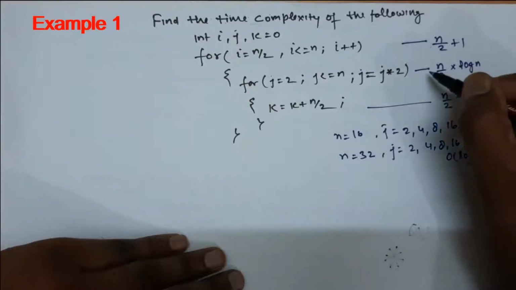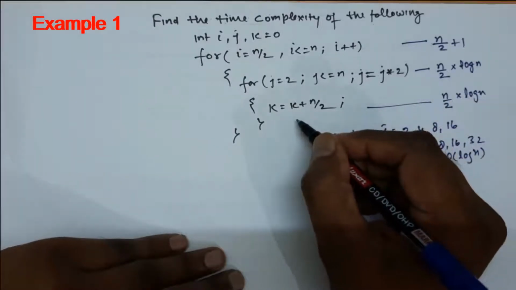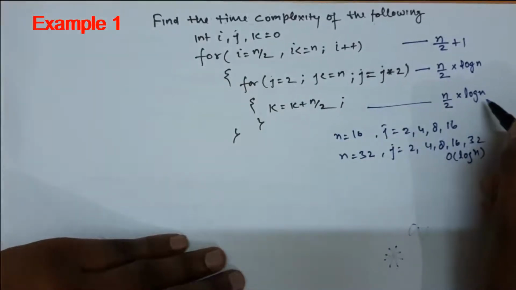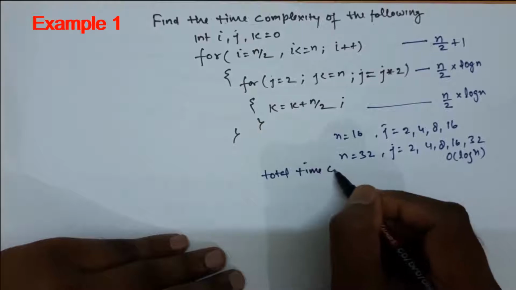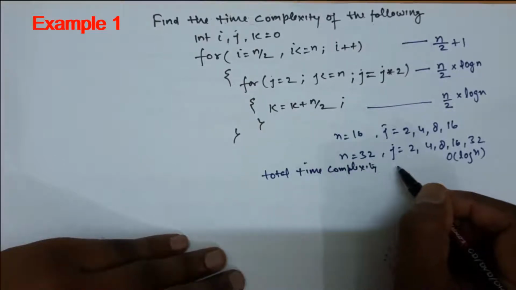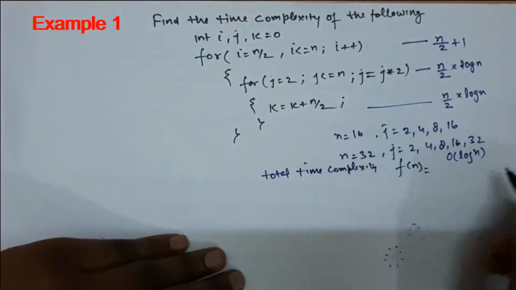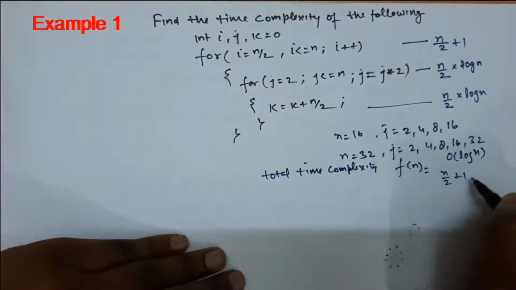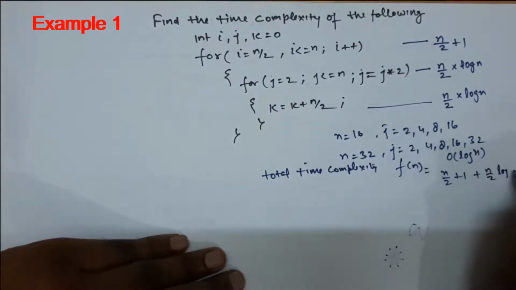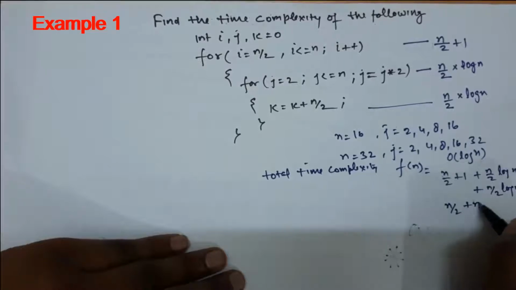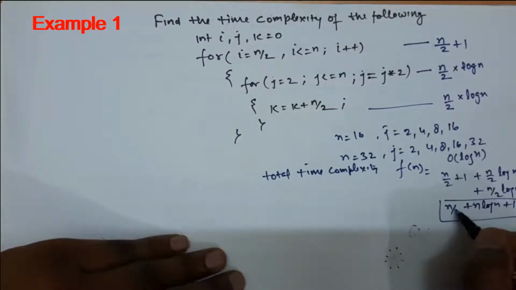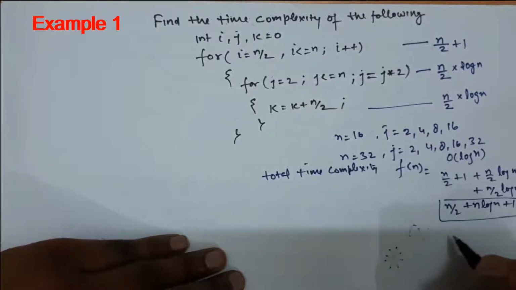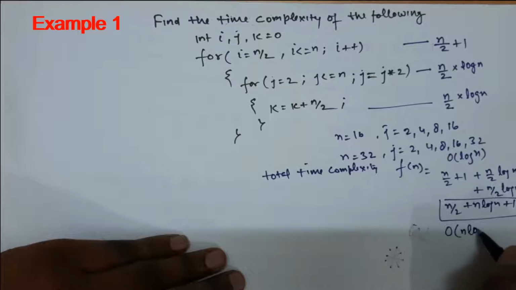So that's why the inner loop will take log n, and the statement inside the inner loop would also take log n. Okay, so the total time complexity or time function would be sum of all the complexity. So it is n/2 plus 1 plus n/2 log n plus n/2 log n. So it is n/2 plus n log n plus 1. Okay, so this n/2 can be ignored. So here the complexity can be represented as order of n log n.